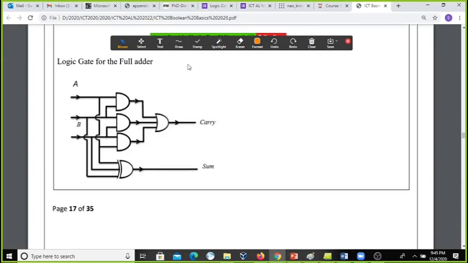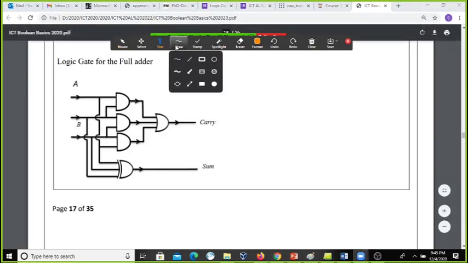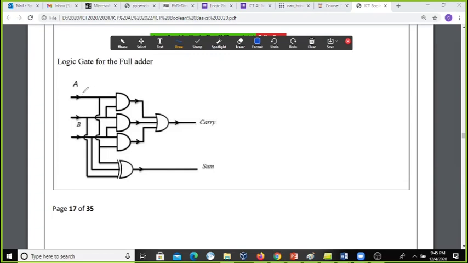So then you can see sum is given by A exclusive B exclusive C, and the carry is given by AB multiplication, AC multiplication. Now this is A and this is B, AB multiplication and BC multiplication and AC multiplication, all must be added together. So that is given by the carry.